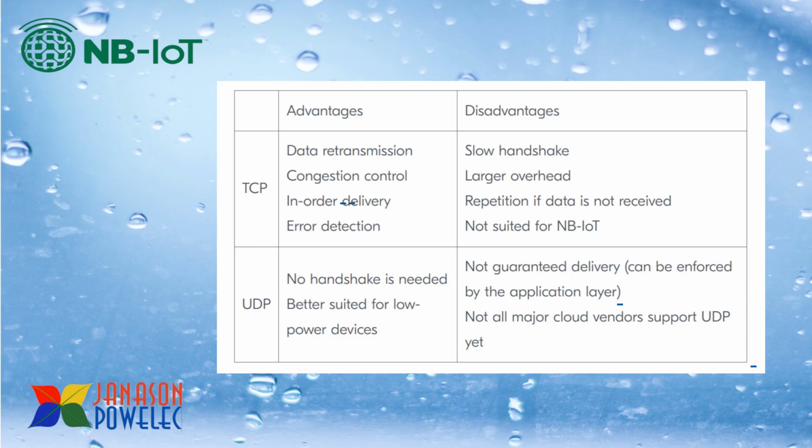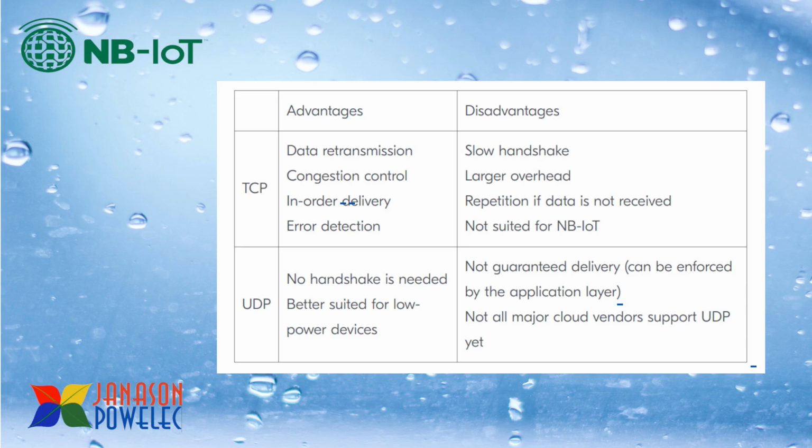Advantages of TCP. It has data retransmission capability, congestion control, in-order delivery, and error detection. Disadvantages of TCP. Slow handshake, larger overhead, repetition if data is not received. UDP. Advantages. Though handshake is needed, better suited for low power devices. Disadvantages. Not guaranteed delivery. Can be enforced by the application layer.